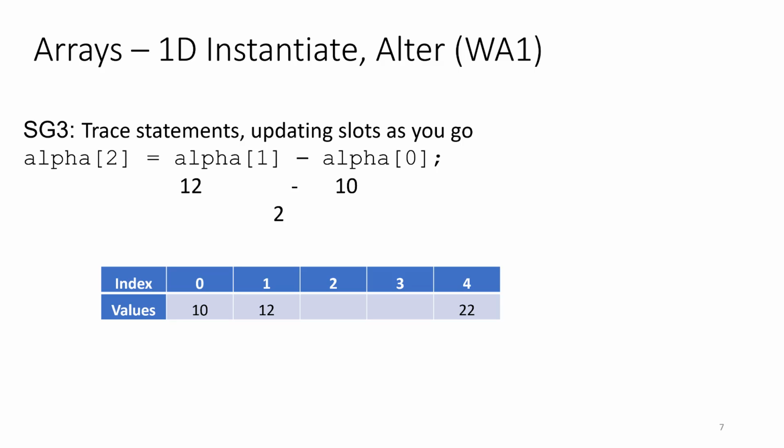Let's look at the next statement. Alpha sub 2 is equal to alpha sub 1 minus alpha sub 0. If we look at alpha at index 1, it has the value 12. Alpha at index 0 has the value 10. So alpha sub 2 gets 12 minus 10, or 2. So the value 2 is then copied into the place alpha at index 2.